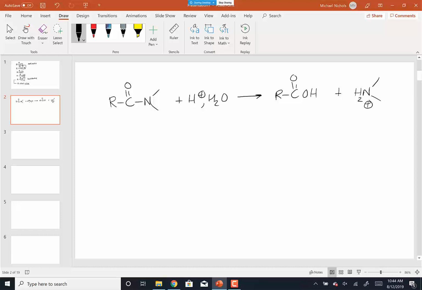And the mechanism for this is kind of the same mechanism that we've done with others. But with that mechanism, what I want to do is talk about one thing I haven't in terms of esters and amides. So, what's the first step in this mechanism?